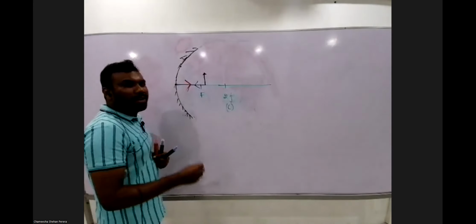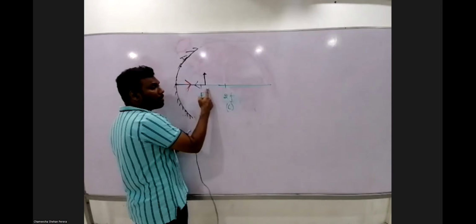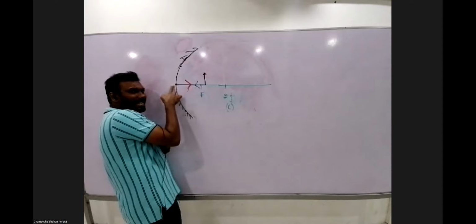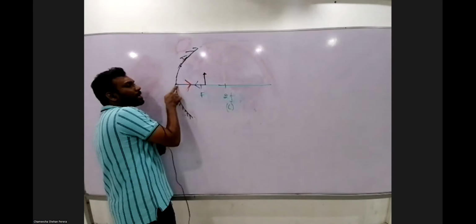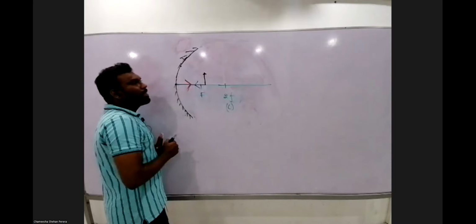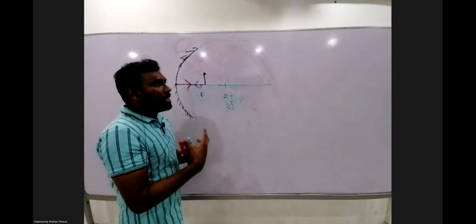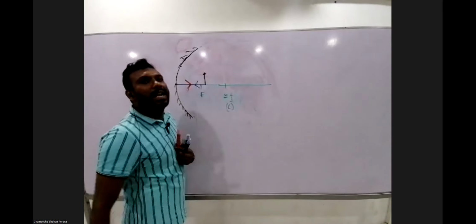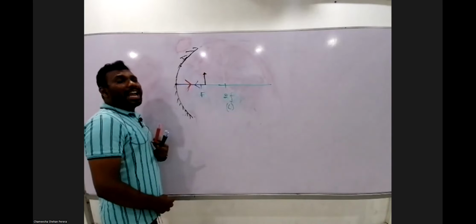Right, so what do we do? We do a tricky thing here. We always place the bottom of the object on the principal axis. So from the bottom of the object, the light rays would be reaching the concave mirror through the principal axis, and those light rays would be reflected along the principal axis again. So the bottom of the image formed here will be created on the principal axis all the time.